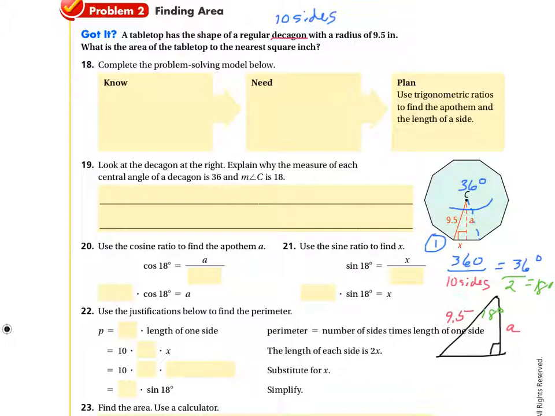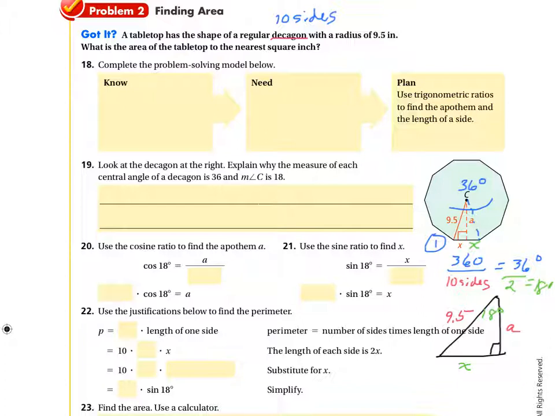I do need to find this side here. Remember, if that's x, isn't this also x? What's the length of the entire side? Because I'm going to need that whole side to find the perimeter. That whole side is 2x. So I don't want to just solve for x, I do want to find 2x, but we're going to find x first. So here we go.